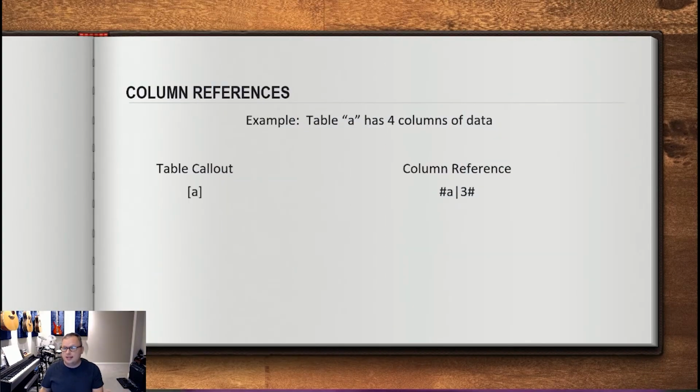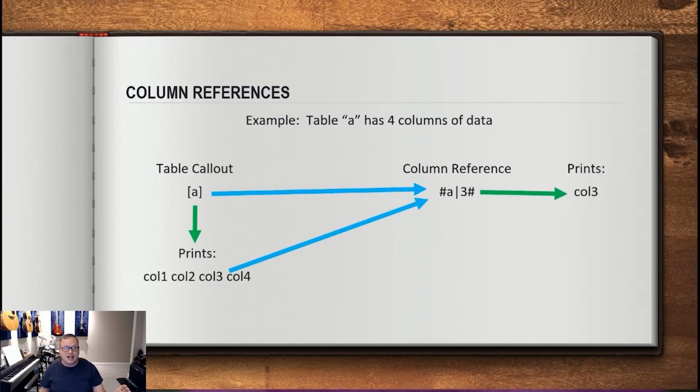So once again, table A. We've got 4 columns of data. So we've got a table callout of A and a column reference here. So we get table A, we get column 1, 2, 3, and 4. Now, it's going to take that data and store it for us, and we can then reference it with the hashtag, or the waffle or the pound sign. I'll call it hashtag. We're going to reference it and use the hashtag, the table name, a pipe symbol, whatever column we wanted from our previous result, because we're referencing, right? And then it'll give us column 3.